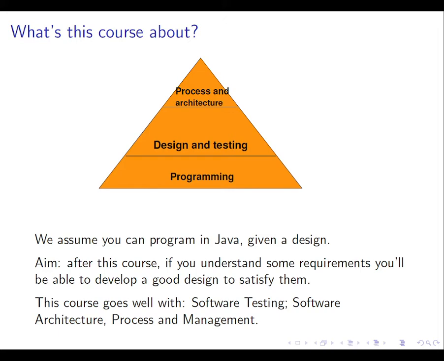So in this course we assume that you can program in Java if we give you a design. Okay, so you can't necessarily develop a good design for yourself yet, although some of you will have more experience with that than others. But the idea is that after this course, provided that you understand some requirements, you will be in a position to develop a good object-oriented design that will satisfy those requirements. And if you also do the software testing course, then you'll also be in a good position to test whether the code that implements that design is really doing what it's supposed to do. And if you go on and do software architecture, process and management next year, then you'll understand a lot more about how all this stuff fits into organisations, although we'll talk a little bit about some of that as it pertains to design and modelling this year as well.